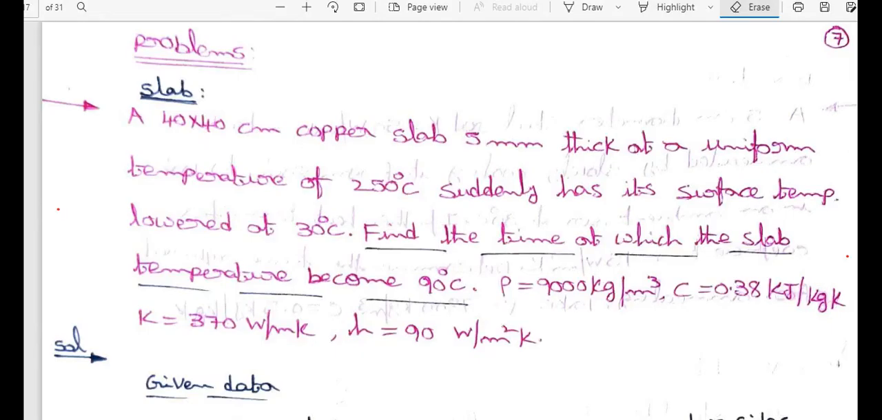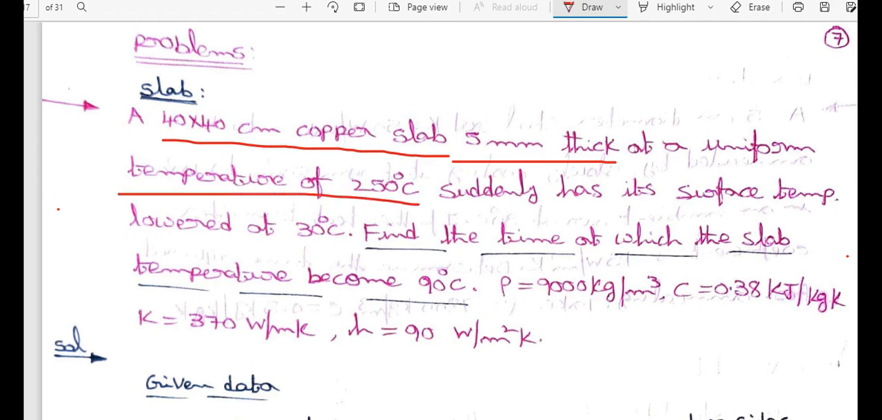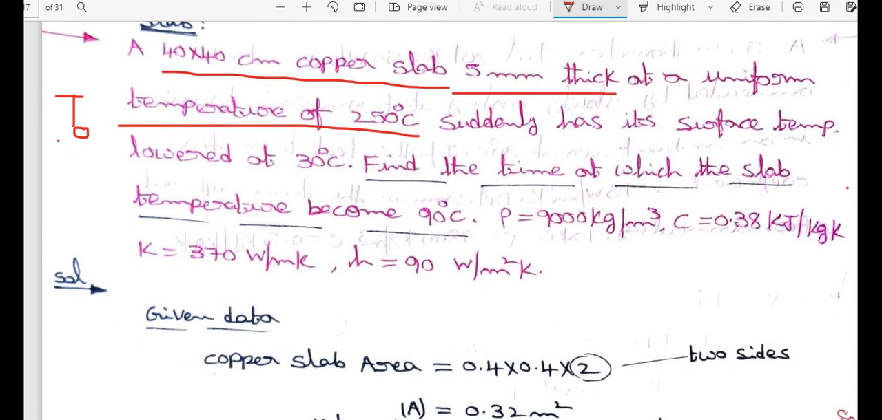So problem number 1. Here, one dimensional transient conduction heat transfer equations, first problem. A 40 by 40 centimeters copper slab, 5 mm thick, at a uniform temperature of 250 degrees, so that means T0, suddenly has its surface temperature lowered to 30 degrees.